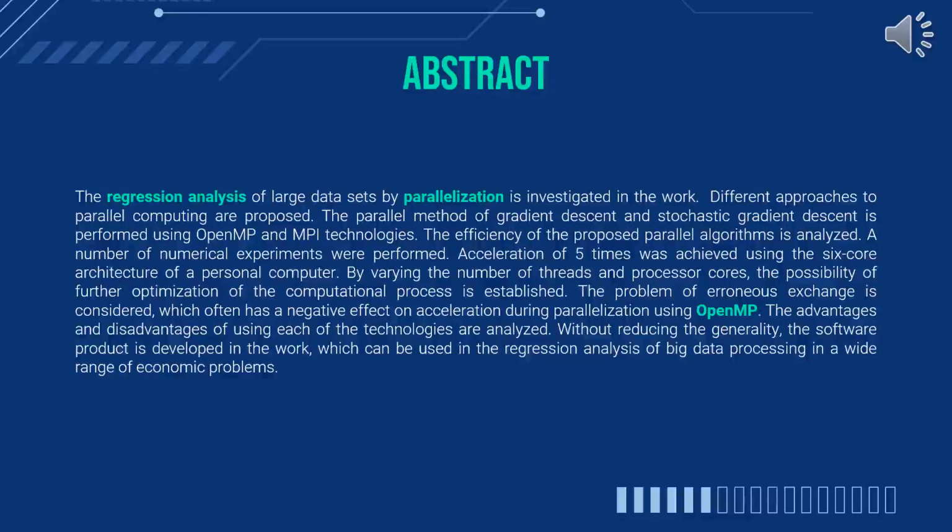The parallel method of gradient descent and stochastic gradient descent is performed using OpenMP and MPI technologies. The efficiency of the proposed parallel algorithm is analyzed. A number of numerical experiments were performed. Acceleration of 5 times was achieved using the 6-core architecture of a personal computer.